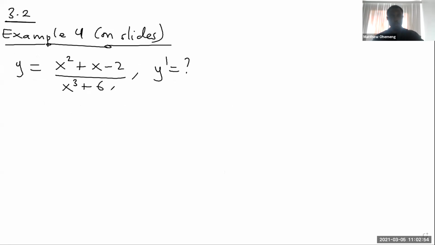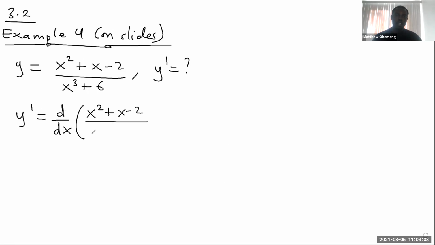So let's try and find y prime. In order to find y prime, what do we do? Well, we know that y prime is just the derivative of y. So just attach the differentiation operator to the y function. So we have the derivative of s squared plus x minus 2, all over s cubed plus 6.